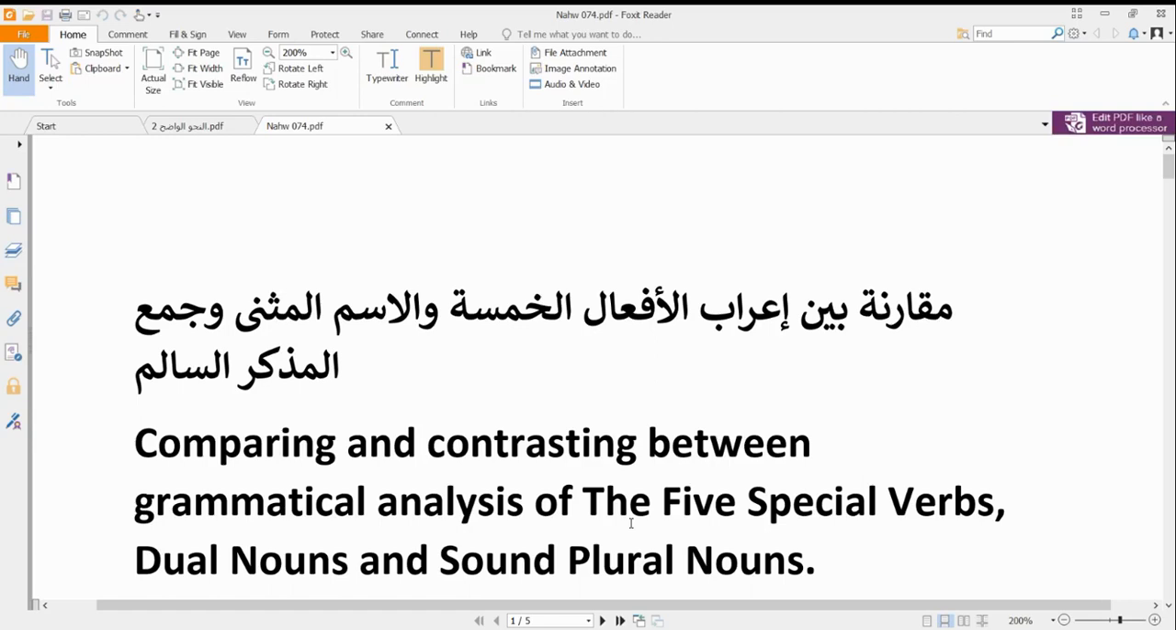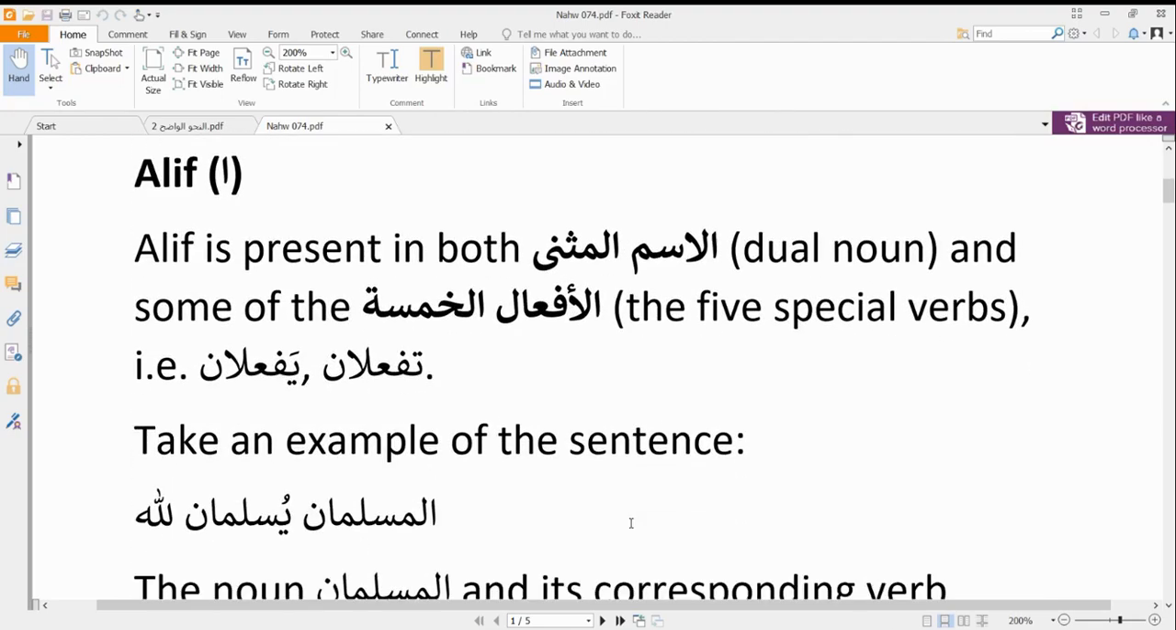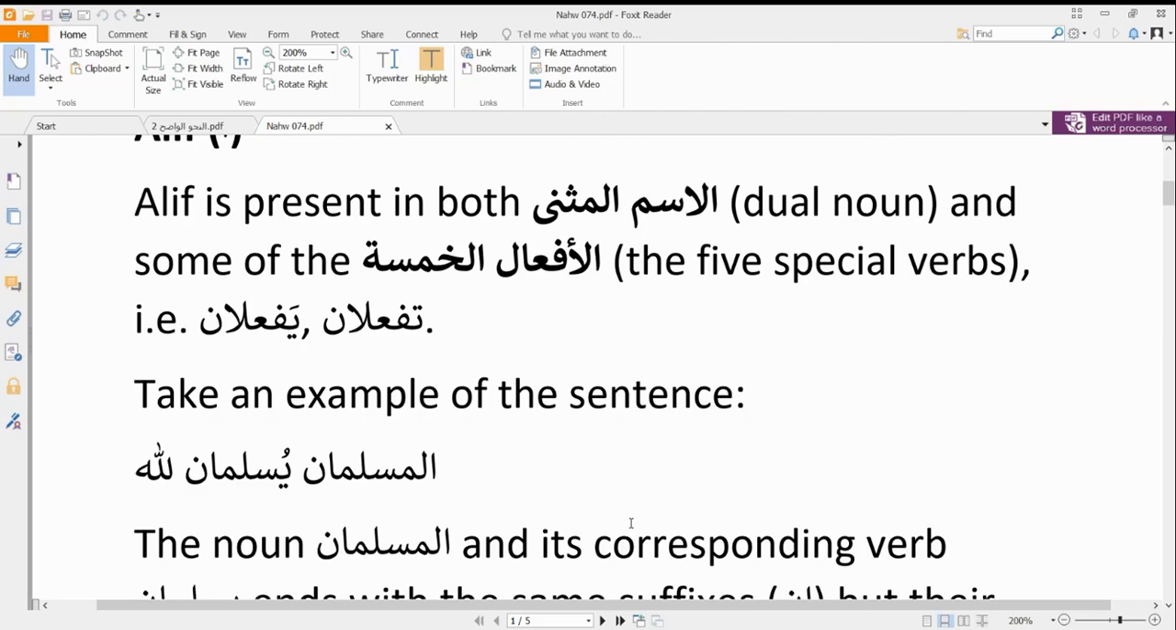The first thing we are going to look at is the difference between the Af'alul Khamsa and the Ism al-Muthanna. The similarity is that both of them end with an alif and nun. If we see the ism al-muthanna, for example, Muslim is a singular noun, and if we want to turn it into the dual form, it becomes muslimani, two Muslims. You can see it ends with an alif and nun. And we also look at the af'al al-khamsa, where we find the form yaf'alani, they are both doing.